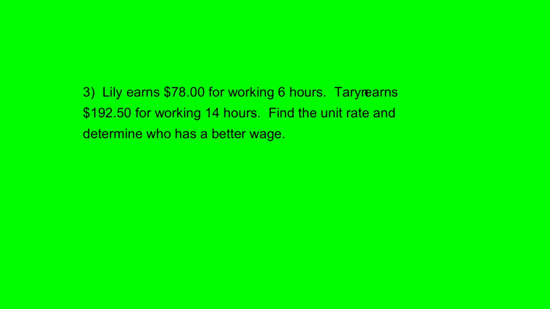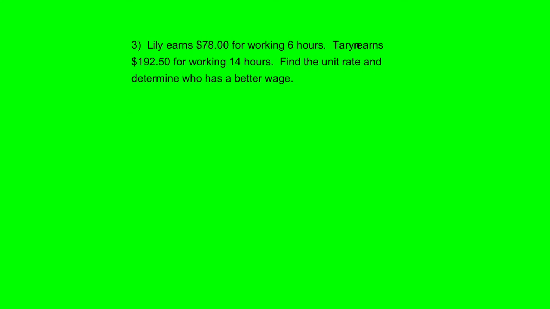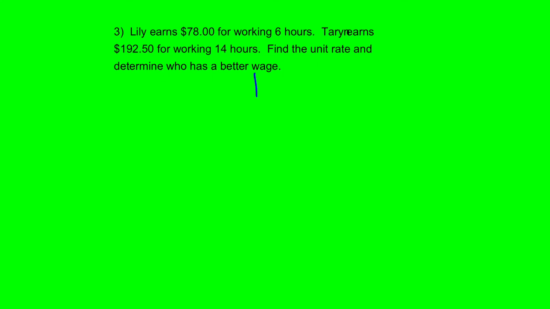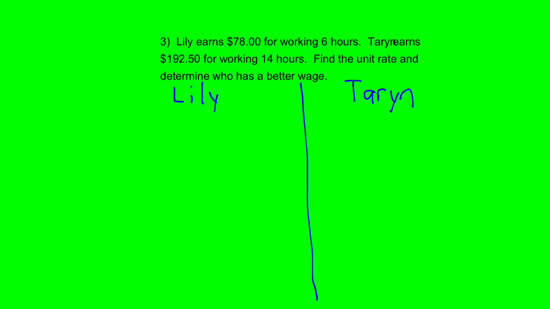Let's look at another one. You might use this to calculate your wages at a job. It says Lily earns $78 for working 6 hours. Taryn earns $192.50 for working 14 hours. Find the unit rate and determine who has the better wage. Let's divide our page into Lily and Taryn. In this question, we're comparing dollars per hour.